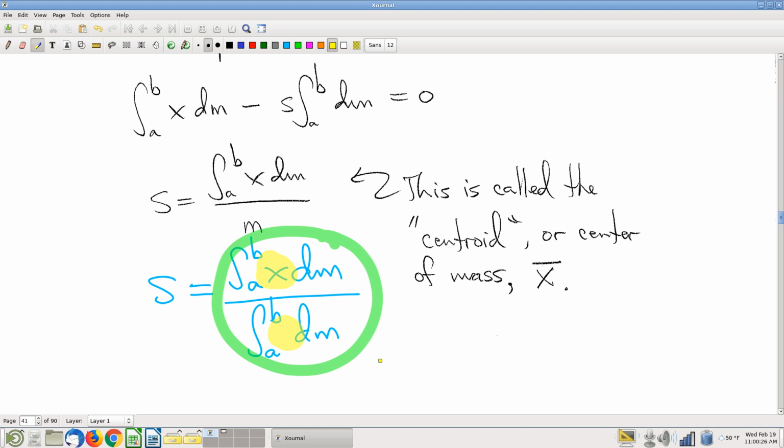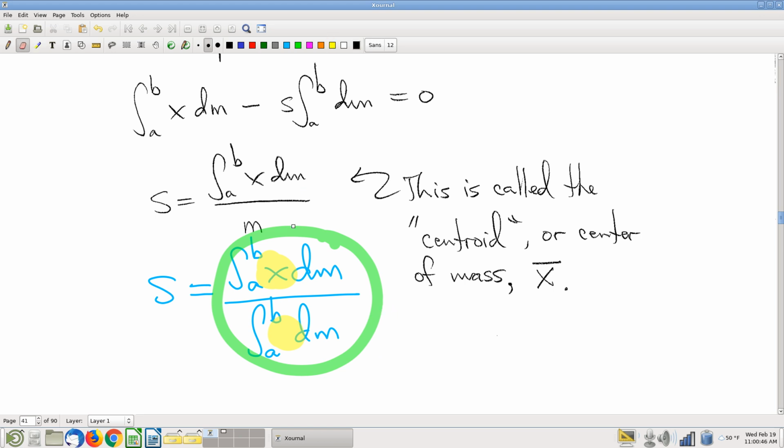Another point of view on this, by the way, if you've ever seen the notion of a weighted average, maybe in a Calc 1 class. This is literally the weighted average of the x coordinates on that rod. Different point of view. Okay.